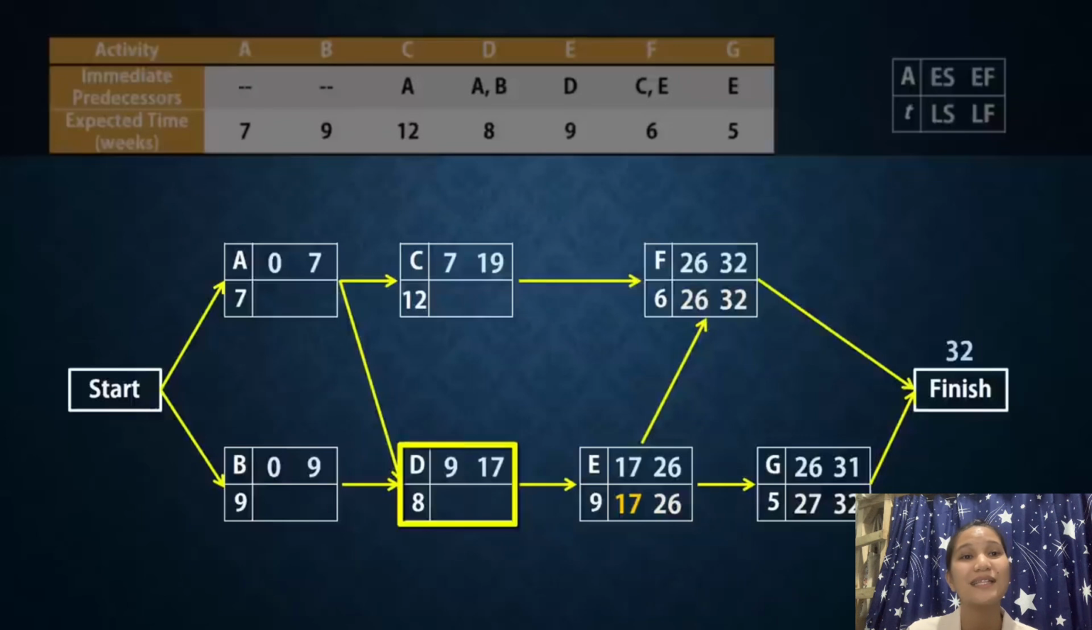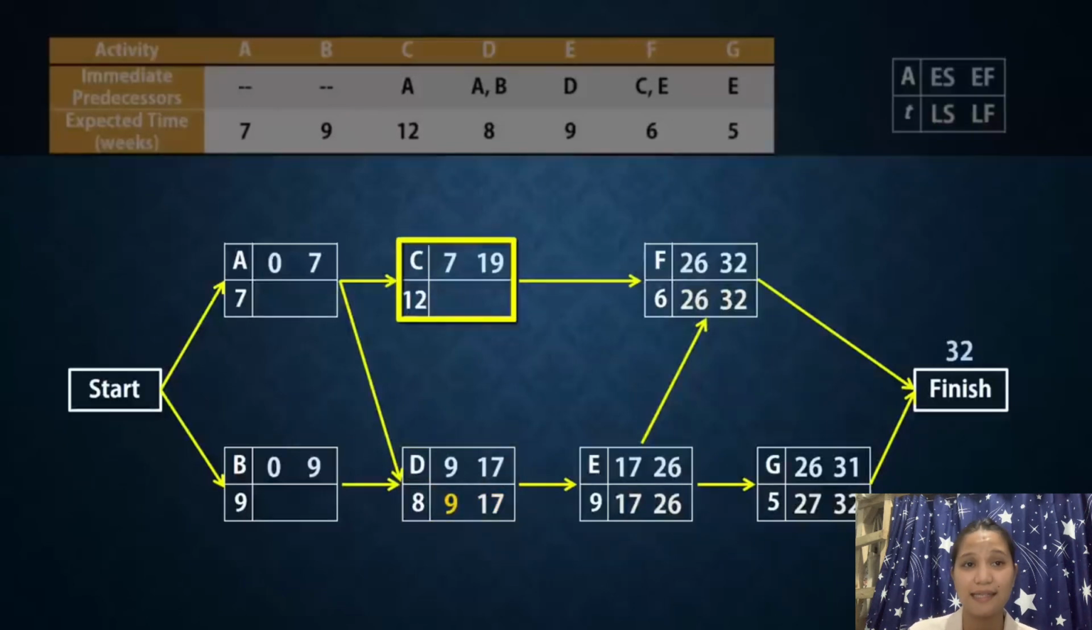Now D has only one successor, E, so the latest finish time for D will be the latest start time for E, which is 17. And the LS will be 17 minus 8, which gives 9 for D. Activity C also has one successor, which is F. Therefore, the latest finish will be 26 for C and the latest start will be 14.